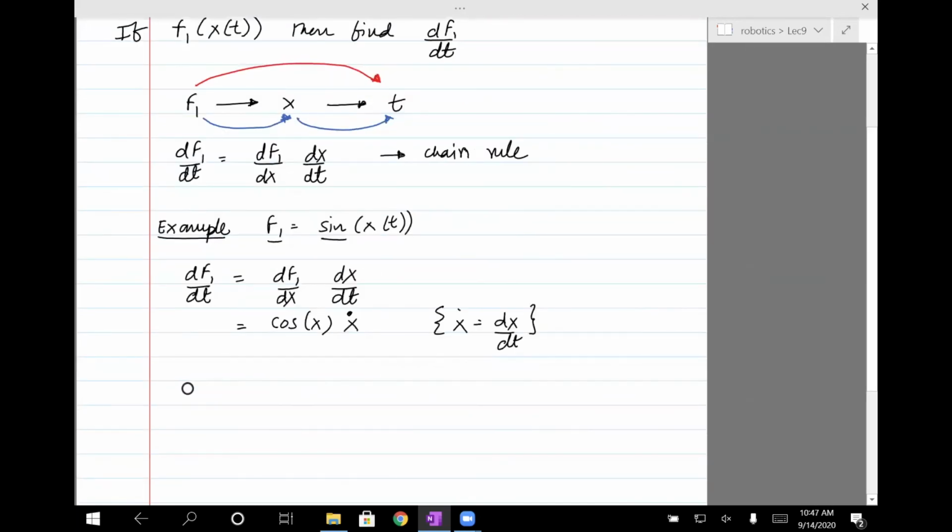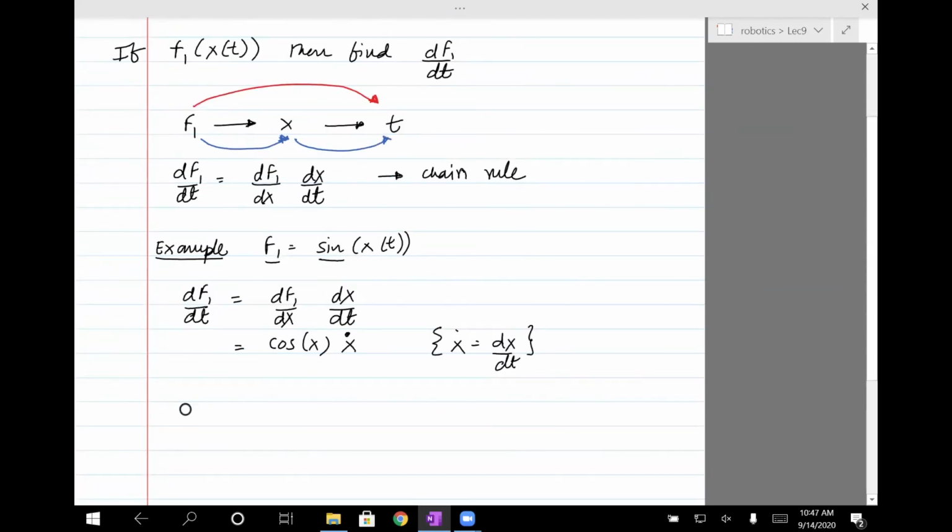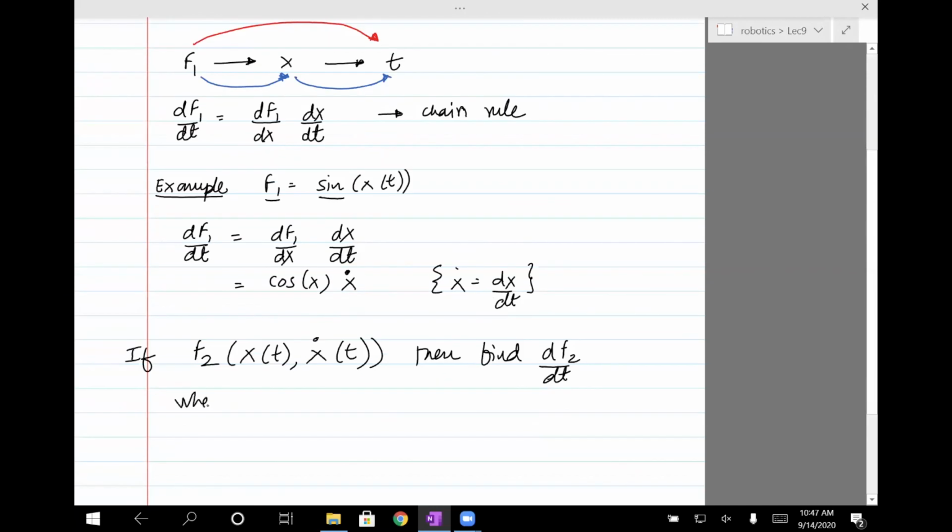Okay, so that's simple. Let's try to make it slightly more complex now. What if f2 was a function of x of t and x dot of t, where x dot is dx/dt? So then find df2/dt.